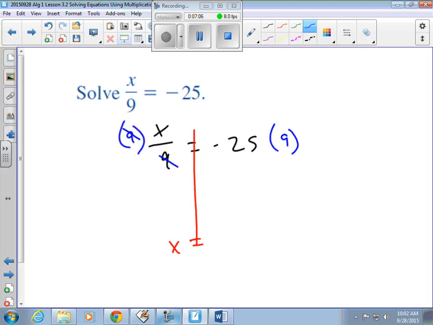We know 8 quarters gives us $2. So 9 quarters must be $2.25. So 225. And then a positive times a negative, opposite signs, is negative 225.